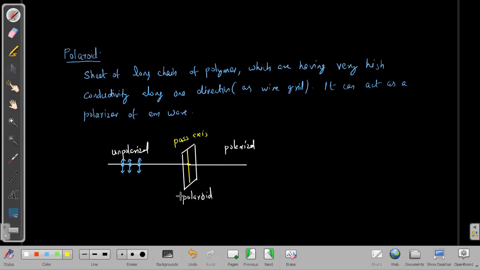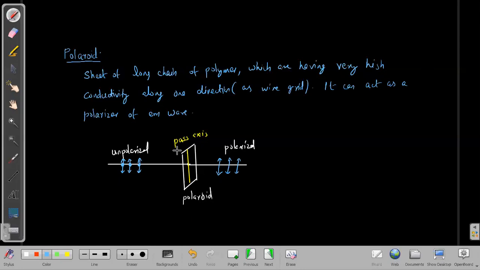If the pass axis is vertical, then it will pass only the vertical electric field, and it will block all horizontal component of the electric field. So after this Polaroid, what would be the notation of the polarized electromagnetic wave? Will you put a dot or a double-sided arrow? Obviously, we have to put a double-sided arrow, because it will be passing only this vertical oscillation. All horizontal oscillation will be blocked.